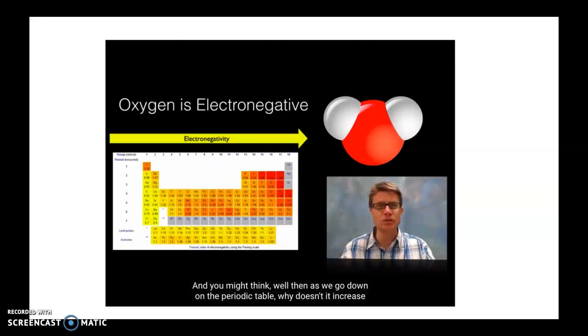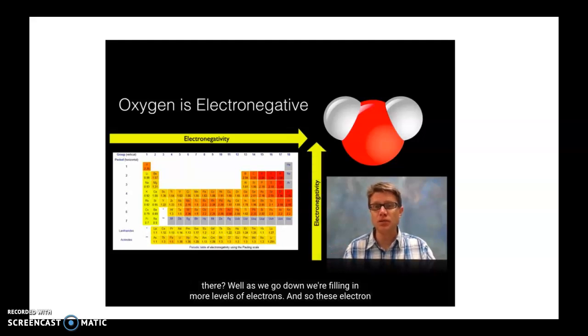And you might think, well, then as we go down on the periodic table, why doesn't it increase there? Well, as we go down, we're filling in more levels of electrons. And so these electron levels that are filled are shielding that pull of the protons on the inside. And therefore, we have to go up on a periodic table to get electronegativity increases. And so oxygen's really high.